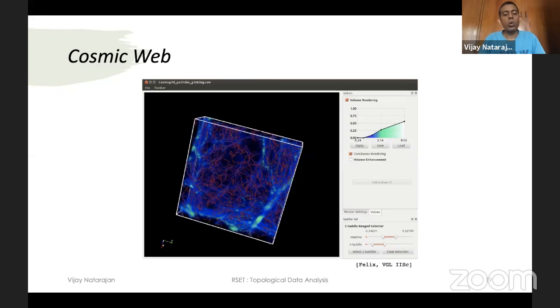So this was work done by one of my PhD students, Nitin, about 4 or 5 years ago, together with cosmologists from Netherlands, who were actually studying this structure and were using just geometric techniques earlier. With the topological technique, they were able to do a much better job of the analysis.